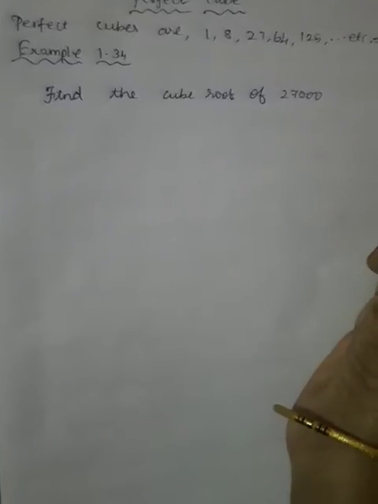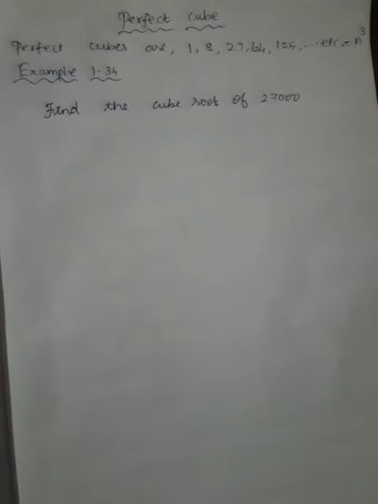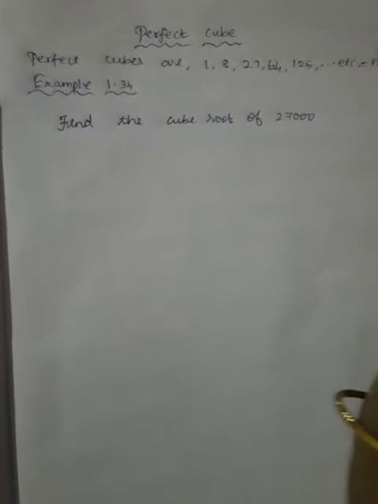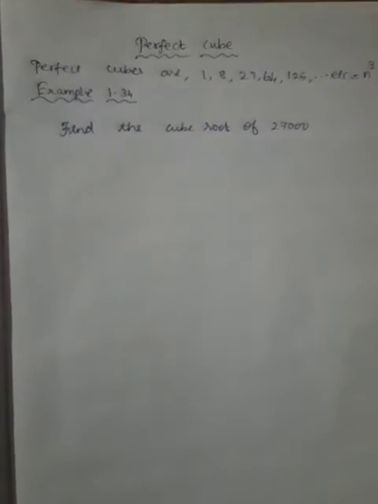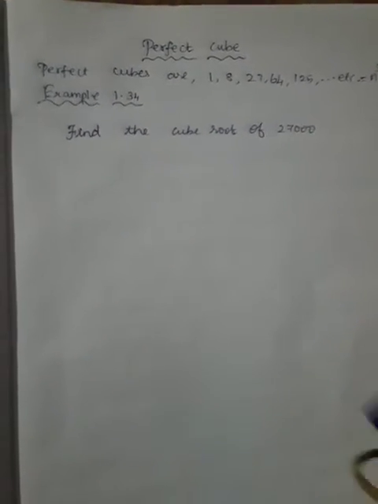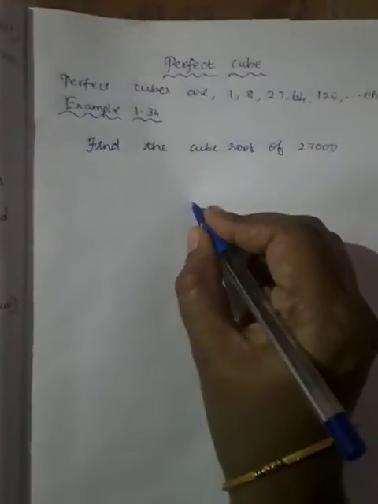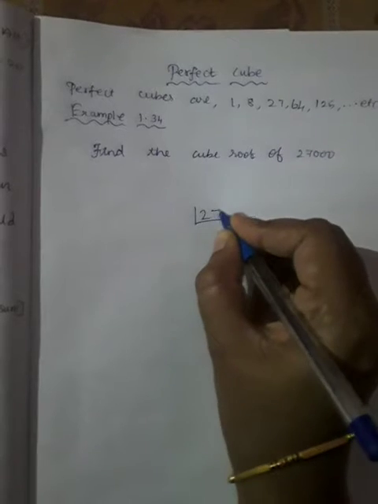In square root we have two methods: one is the long division method and the other is prime factorization. To find a square root we had two methods, but when you are doing the cube root we have only one method, that is prime factorization. We cannot use the long division method for a perfect cube, but we can use it for a perfect square. So let's do this by the prime factorization method.